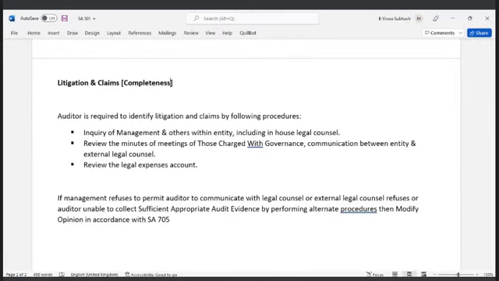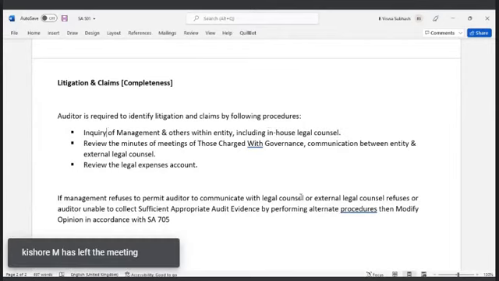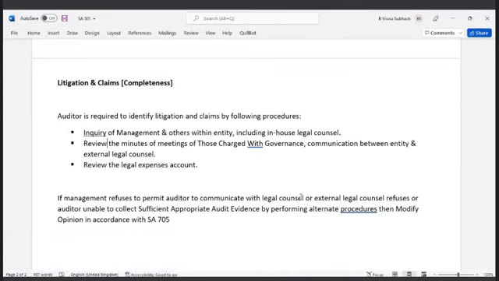First, you identify through inquiry of management and others within the entity, including the in-house legal counsel. You sit with them and talk to them as to what are the legal cases the entity is facing. What exactly are the issues the organization is facing? All of this you discuss with them. And then you will know what are the major legal cases that the entity has.